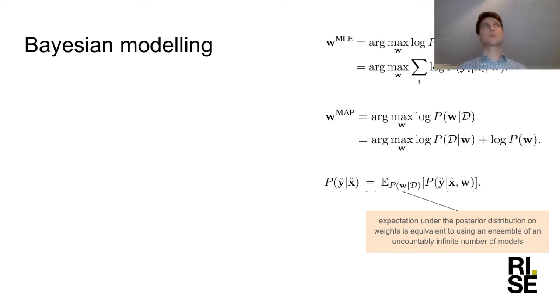We can go one little step towards Bayesian modeling by doing the maximum a posteriori, where we look at the likelihood and also the prior of the model. And that can give you a maximum a posteriori estimate of the weights for a model. Now, using the true posterior for making a prediction includes the expectation over the true posterior for this predictive probability. And this is equivalent to using an ensemble of an uncountably infinite number of models, which of course is expensive.